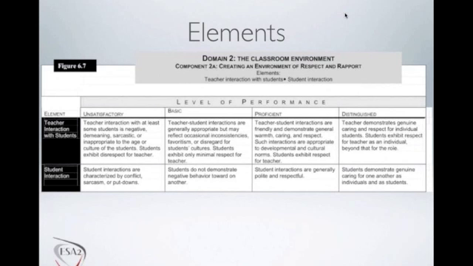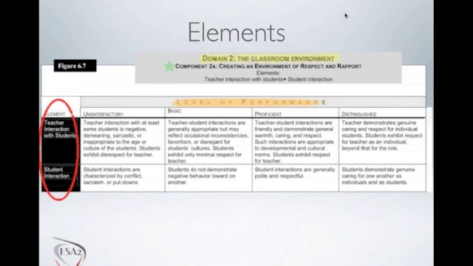So this is what a rubric looks like at the elemental level. The breakdown looks like this. We have domain 2 at the top, and underneath that you have the name of the component. This is 2A, creating an environment of respect and rapport. The 2 elements that make up creating an environment of respect and rapport are teacher interaction with students and student interactions. And you can see that each of these 2 elements has 4 different levels of performance.